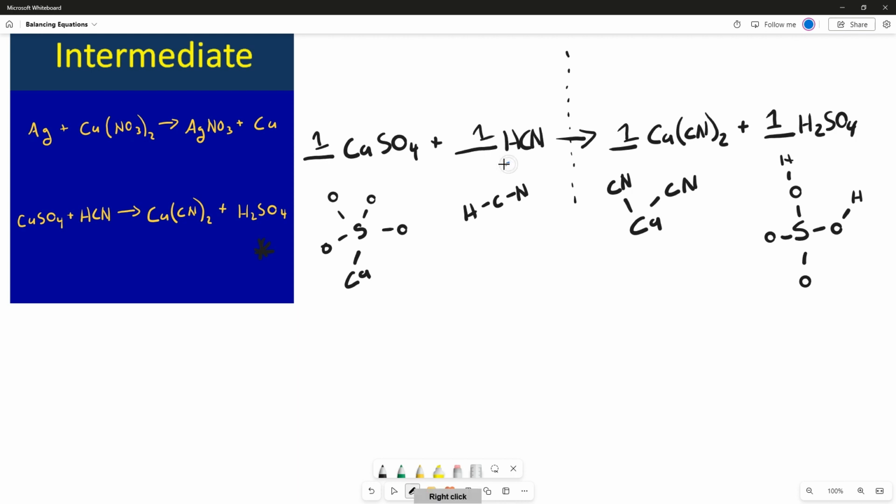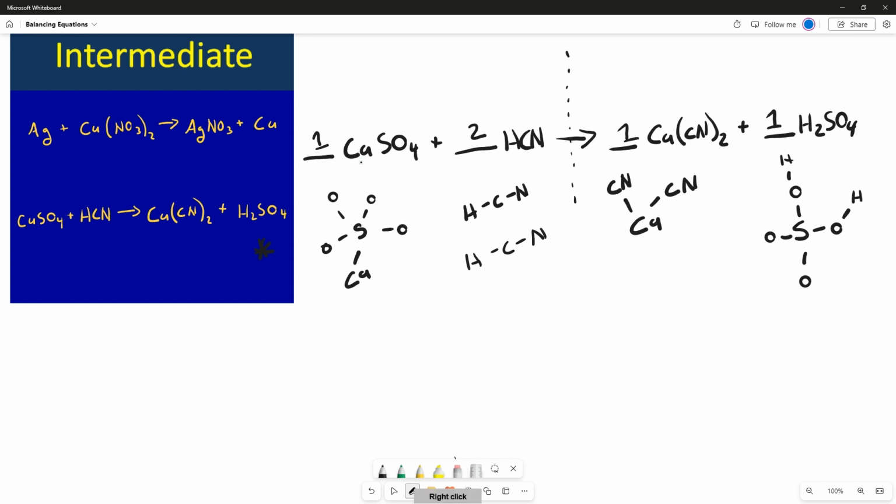And we'll take a look at hydrogens. We got 1 hydrogen on the left, but we got 2 hydrogens on the right. So we need more hydrogens on the left-hand side. So we're going to change this 1 to a 2. So now we have 2 of this molecule, HCN. Now we got to kind of start all over again.